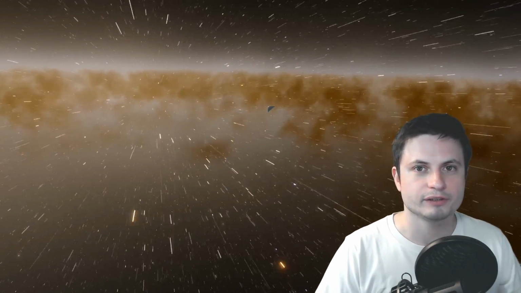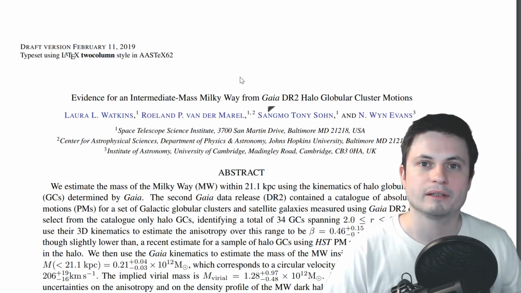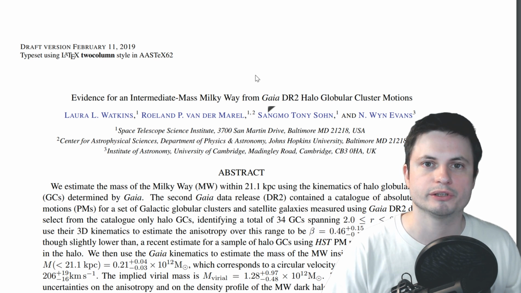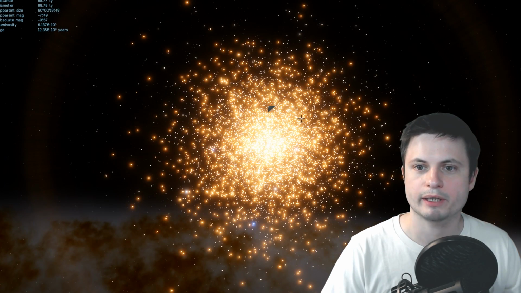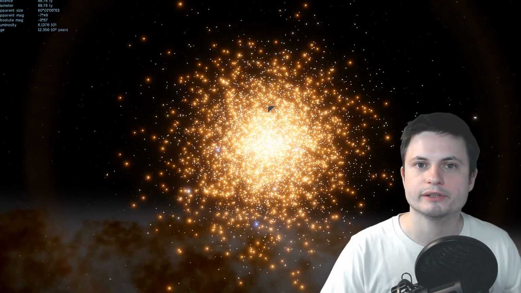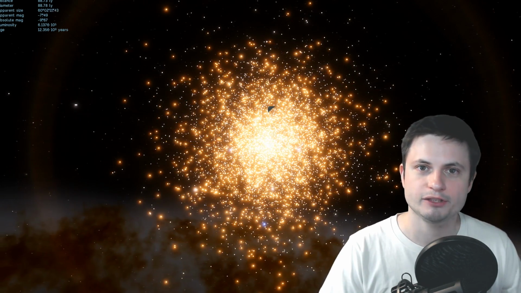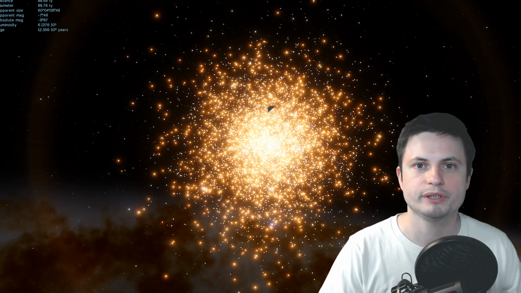And so the scientists behind this study, which you can find in the description below, did something really interesting. They used the so-called globular clusters, which are very large collections of stars, like for example this one right here, NGC 6441. These globular clusters are relatively easy to see, and because of this, it's relatively easy to measure their velocity.